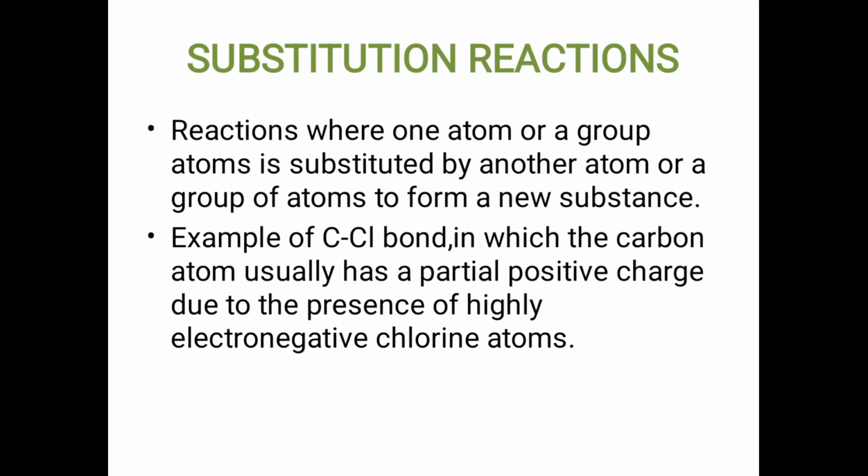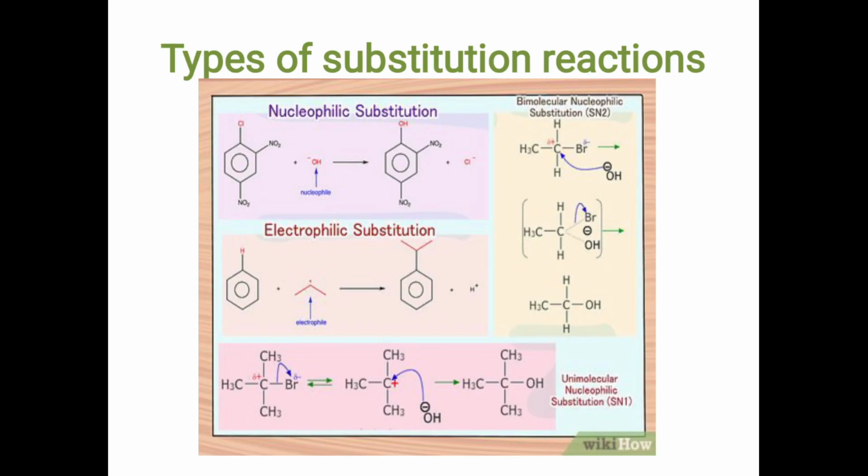Because of the high electronegativity of chlorine, the electrons between carbon and chlorine get shifted partially towards chlorine, due to which the carbon acquires a partial positive charge and becomes a center for the nucleophile to get attached to. Now, this slide shows the types of substitution reactions. Nucleophilic substitution, where the incoming group, as I already told you, is a nucleophile.